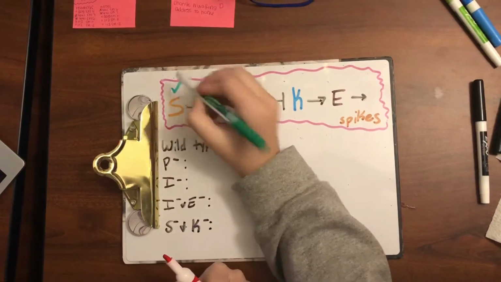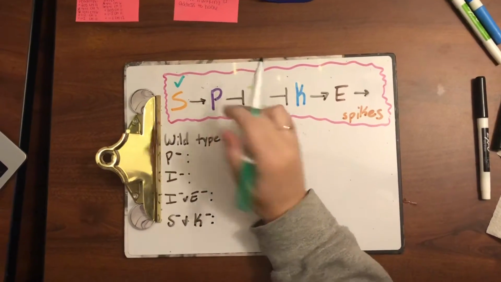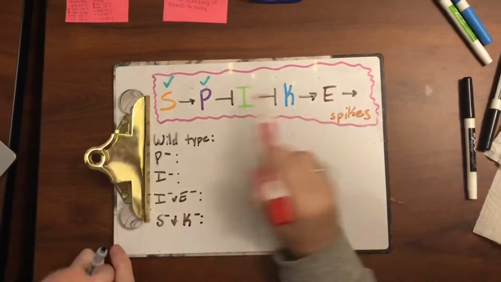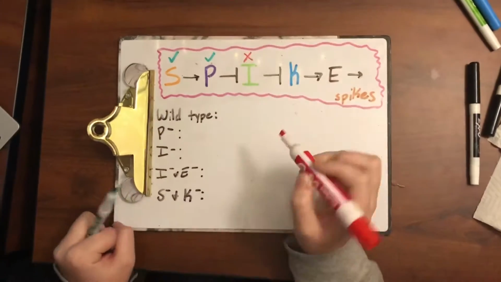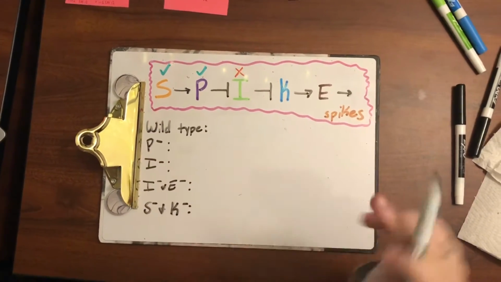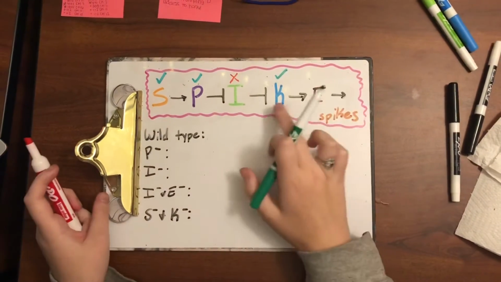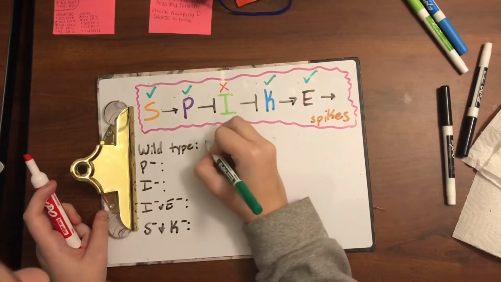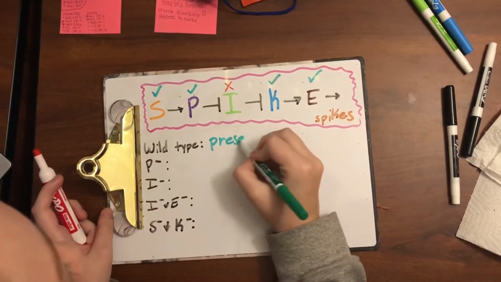We know that S is present, and if S is gonna activate P, that means that P is gonna be present. Now, since P acts to repress I, I will not be present. When I is usually present, it represses K, but since it's not present, K will be produced. And since K promotes E, and E promotes spikes, spikes will be present.